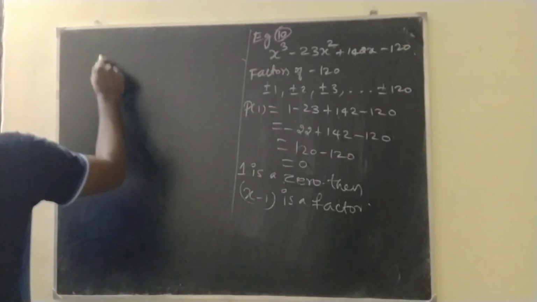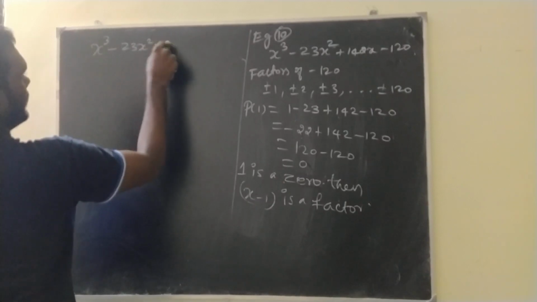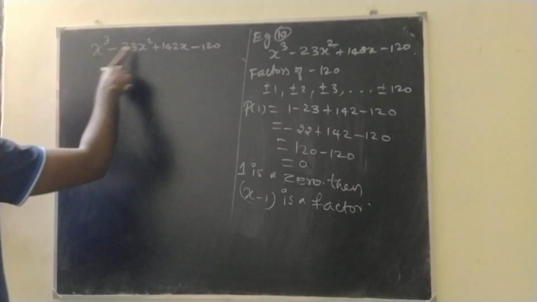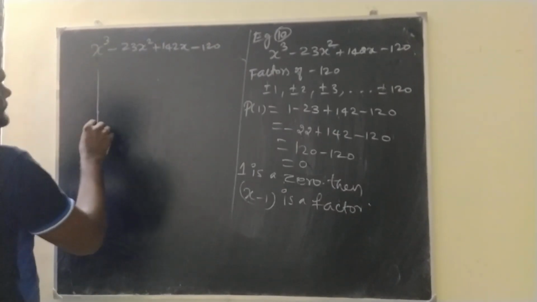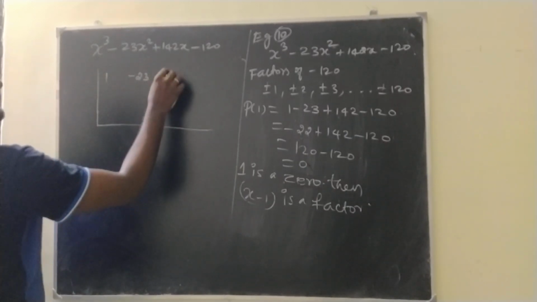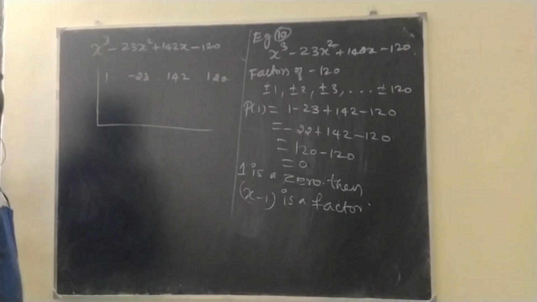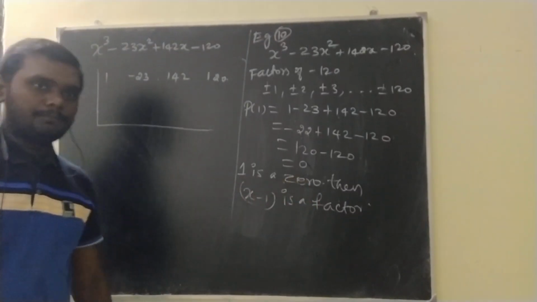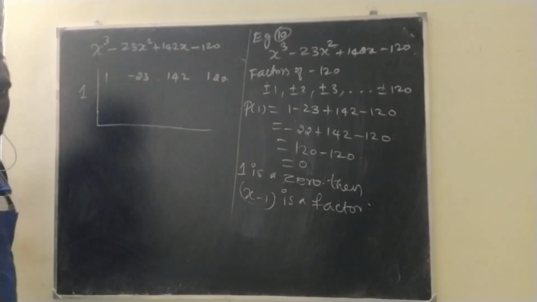Okay. So I will write this once again, x cube minus 23x square plus 142x minus 120. x cube, x square, x power 0, everything is there. Write the coefficients of this: 1, minus 23, 142, minus 120, and we have 1 as a zero. So we will start dividing it by 1.